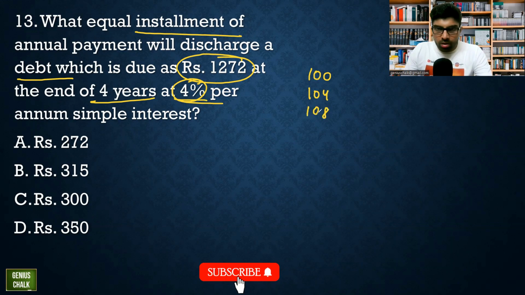Third year, 4% extra on 100, so again add 4. Then in the final year again add 4. So what is the total? 100 plus 4 is 104, this is 2 and this is 4, 424. That means, you see what is happening. Some of you may not understand so easily, so understand it properly. When you give the installment, for equal installment I have taken 100. But actually it's reverse.